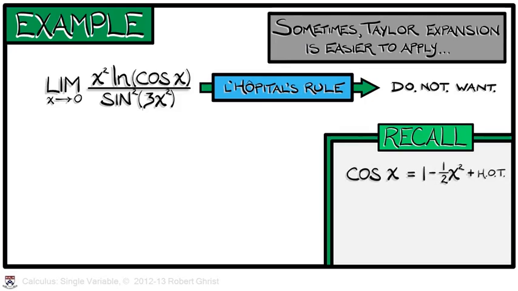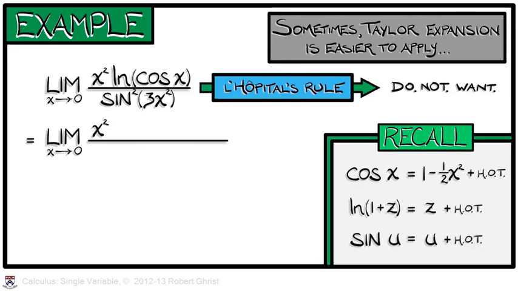However, I recall the Taylor expansions for cosine of x, for log of 1 plus something, and for sine of something. These are all very simple. We've done these before. Now, using the fact that, as x goes to 0, cosine of x about 0 is 1 minus x squared over 2 plus higher order terms, then substituting in for sine 3x squared and dropping all the higher order terms of sine, and then we have to square that.